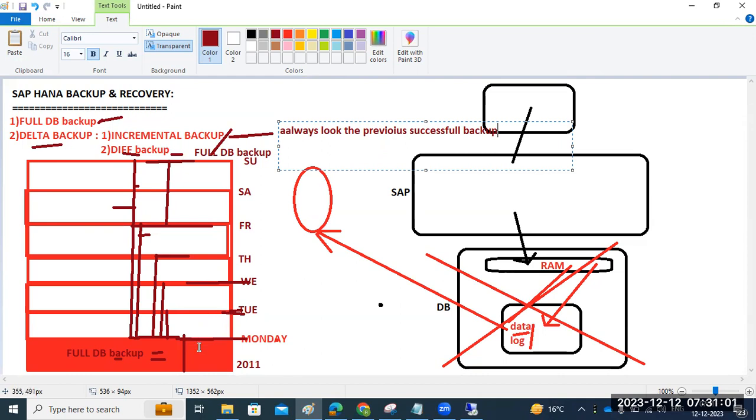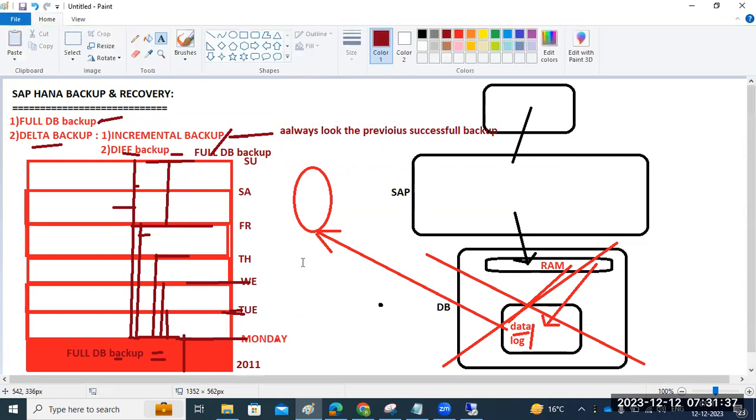So if in 2011 you have taken the full backup, and in 2013 you take the differential backup, then all the data from 2011 up to 2013 will be backed up. But with incremental backup, if the last backup was completed on Saturday, only the data since Saturday will be backed up and taken into account. That is the differential and incremental backup.